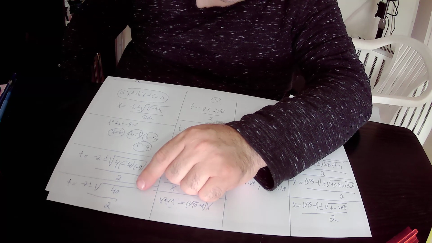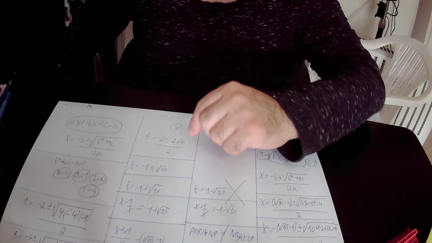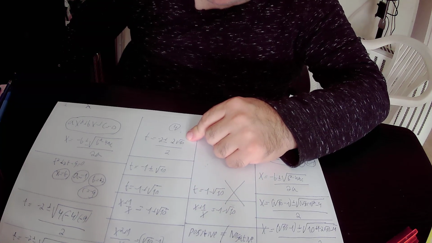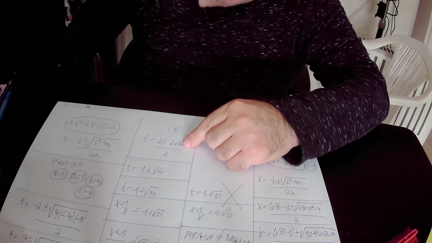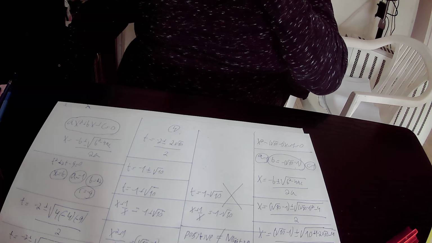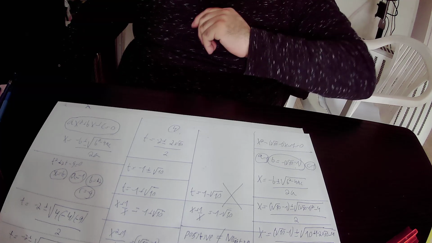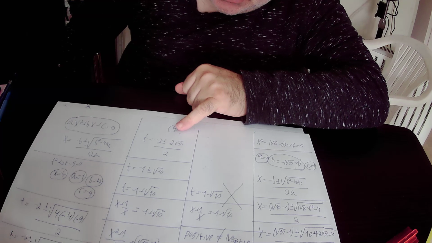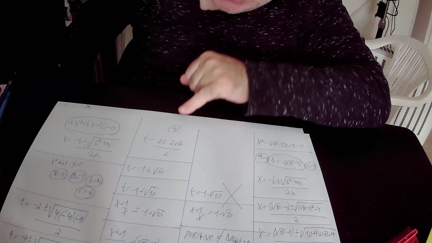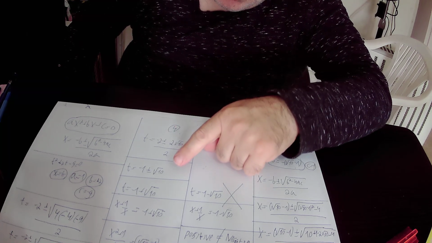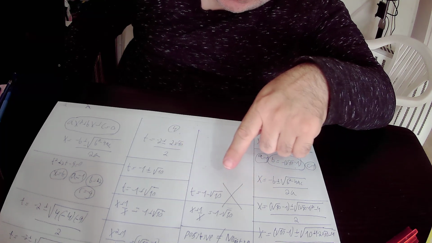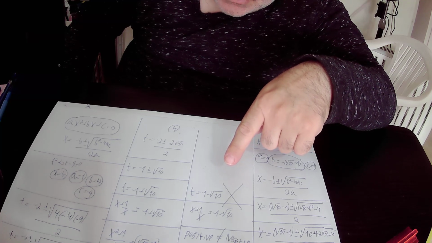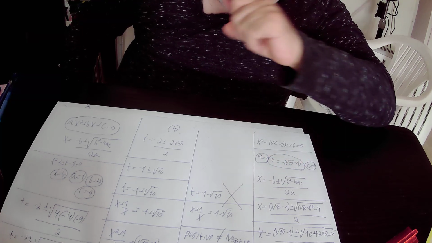40 is 4 times 10. Square root of 4 is 2. So in conclusion, we got that t equals minus 2 plus minus 2 times square root of 10 over 2. So here we have two solutions that are possible for t. The first solution is t equals minus 1 plus square root of 10, and the second solution for t is t equals minus 1 minus square root of 10.